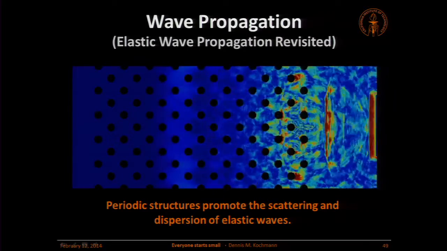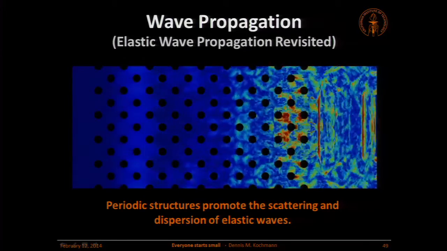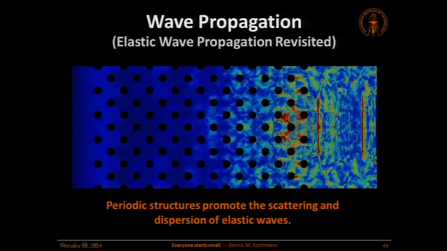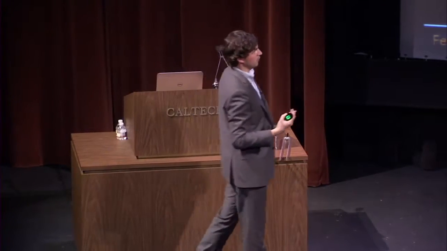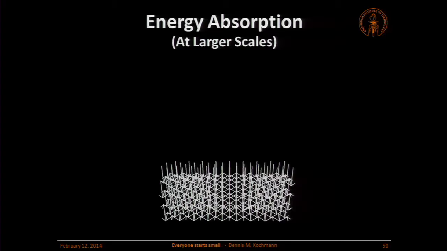What you see now is a scattering and dispersion of waves. The waves don't go through anymore. The football player is back here at the other end. There's hardly any wave coming through. If you have a periodic structure and you use it wisely, you can actually absorb energy. You can create damping of impact, damping of vibrations as well. And we can do this with truss structures.